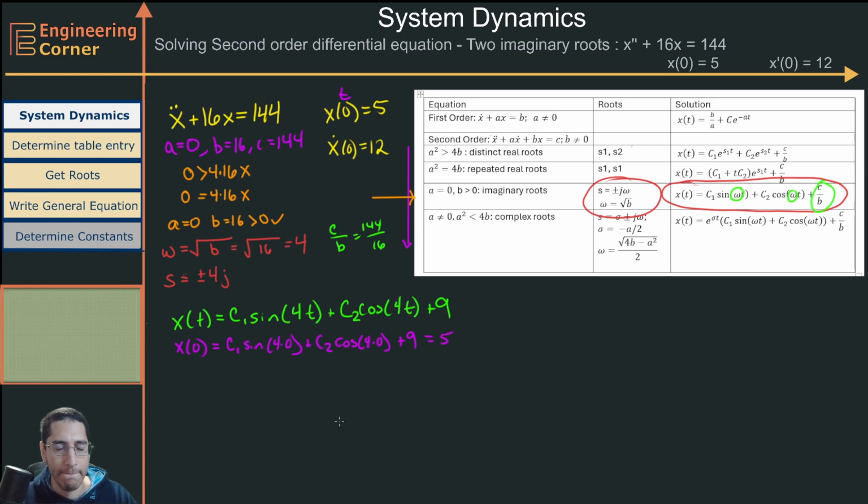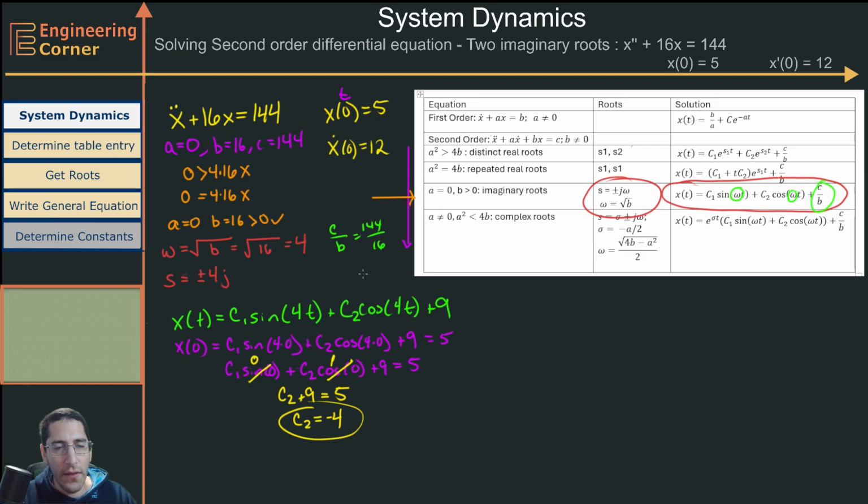All right. Let's simplify this a little bit more. C1 times the sine of 0 plus C2 times the cosine of 0 plus 9 is equal to 5. What we see: sine of 0 is 0. Cosine of 0 is 1. So we have C2 plus 9 is equal to 5, and C2 is equal to minus 4. So we're able to solve directly for one of these coefficients.